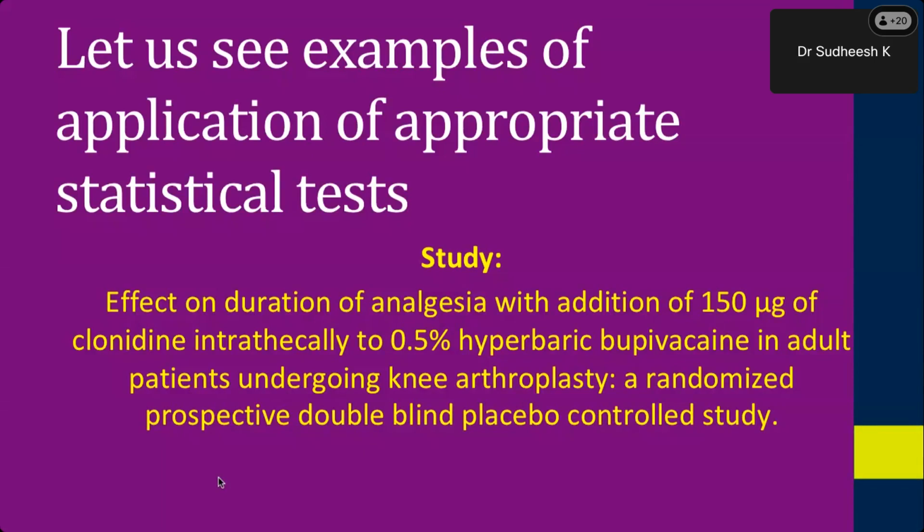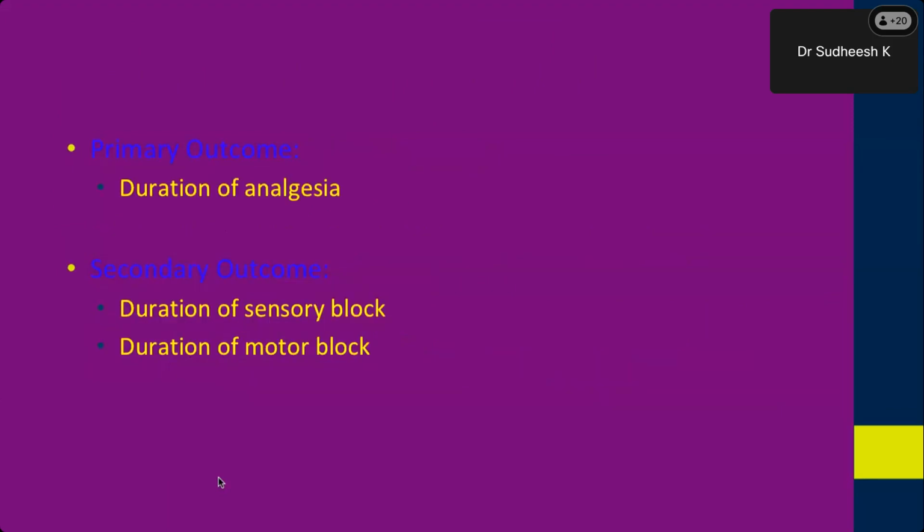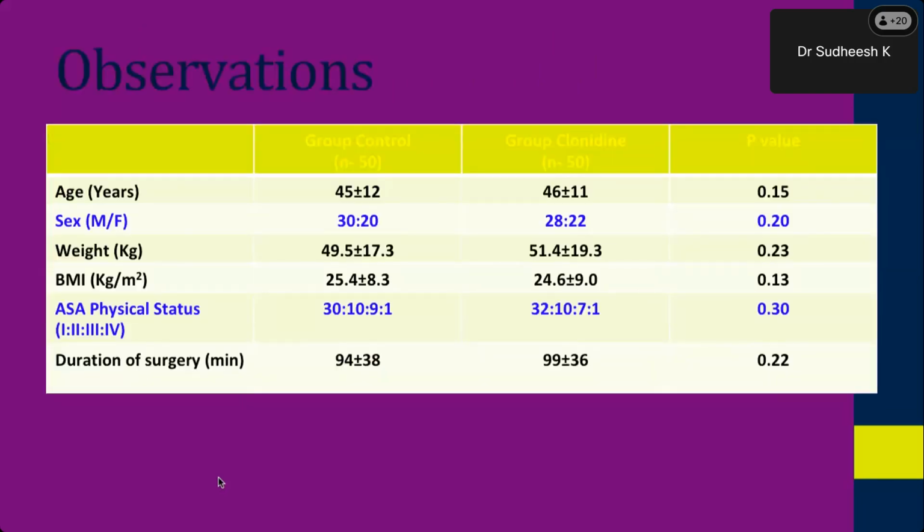Total knee arthroplasty. So what they did, they collected two groups of 50 patients. In the control group, they gave hyperbaric bupivacaine with saline, whereas in group B, the clonidine group, they gave bupivacaine with 150 micrograms of clonidine. Their primary outcome measure was duration of analgesia, and the secondary outcome was duration of sensory block and motor block. And these were the observations.